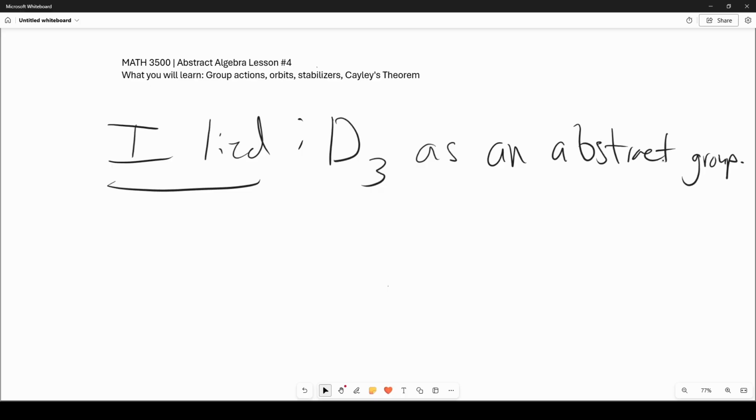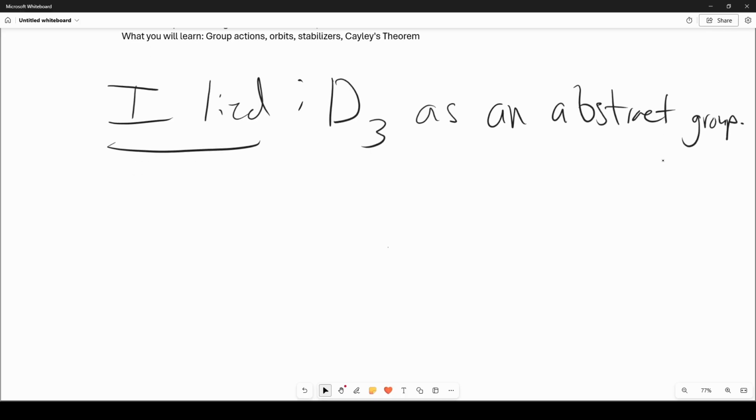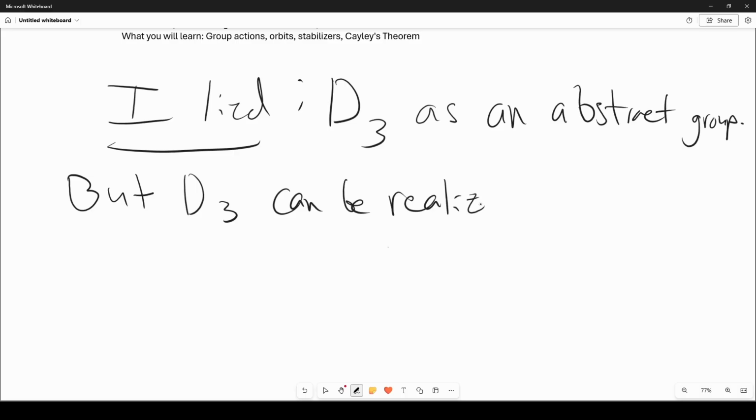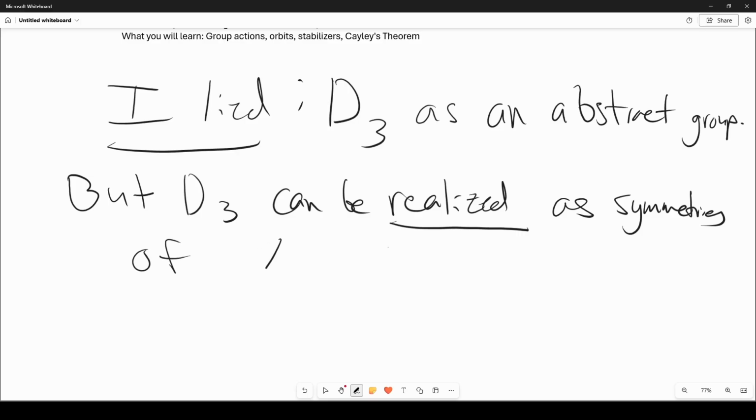Now, what we did was we realized D3 as the symmetries of an equilateral triangle. And that's how we thought of D3.